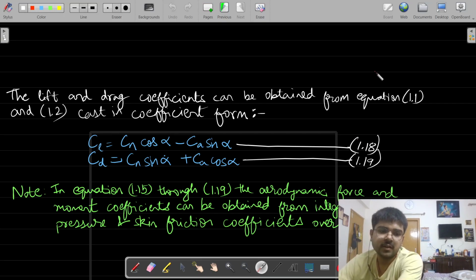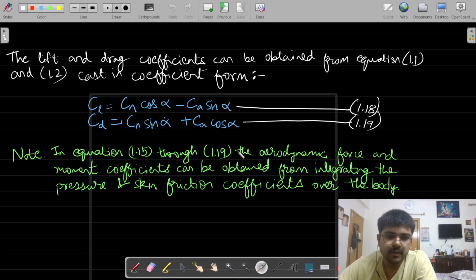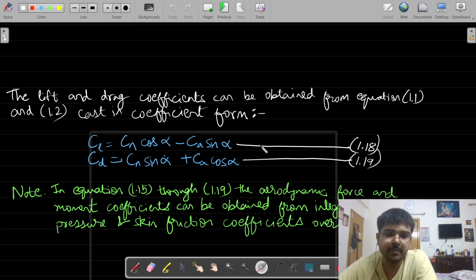We note here that in equations 1.15 through 1.19, the aerodynamic force and moment coefficients can be obtained from integrating the pressure and skin friction coefficients over the body. That's equations 1.18 and 1.19, and we end here this section on aerodynamic moments.